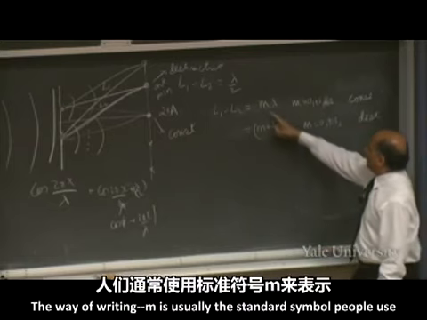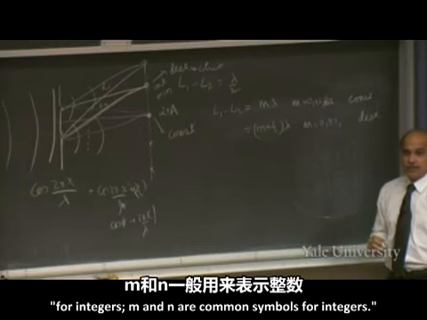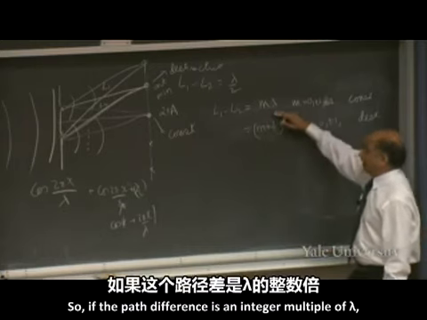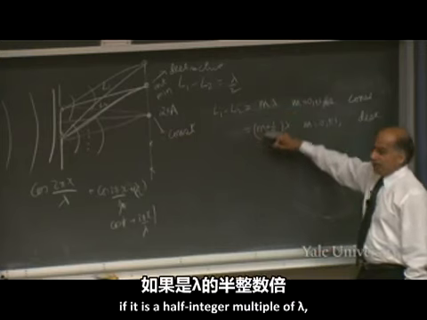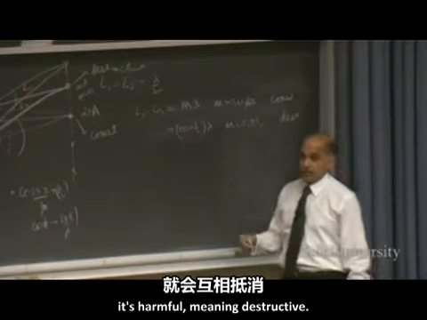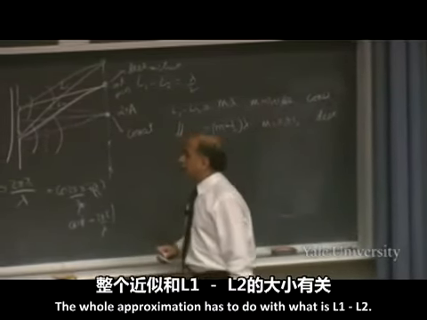The way of writing m is usually the standard symbol people use for integers. M and n are common symbols for integers. So if the path difference is an integer multiple of lambda, it's harmless. If it's a half integer multiple of lambda, it's harmful, meaning destructive. The whole approximation has to do with what is L1 minus L2.